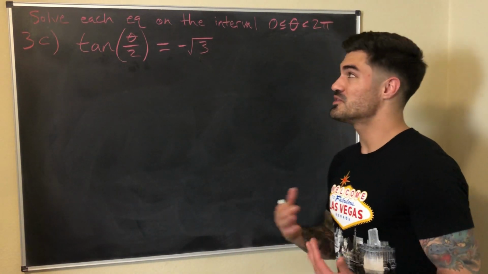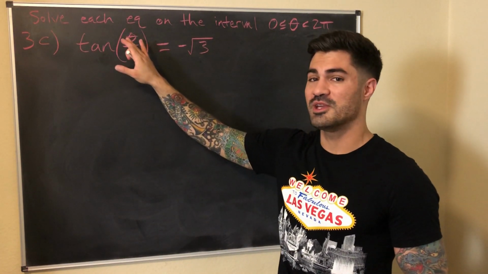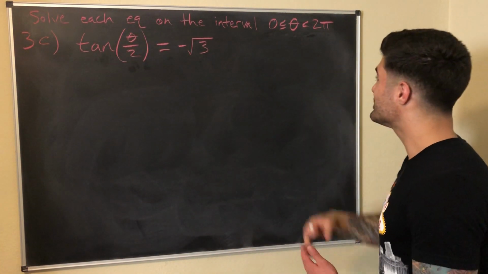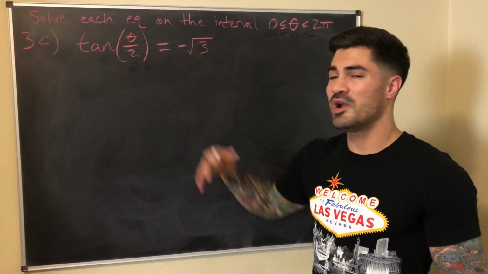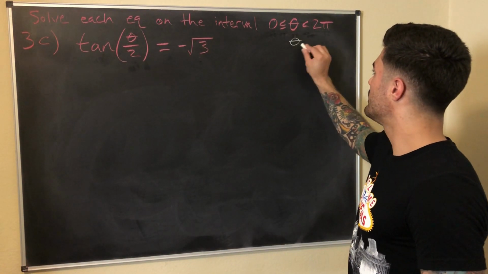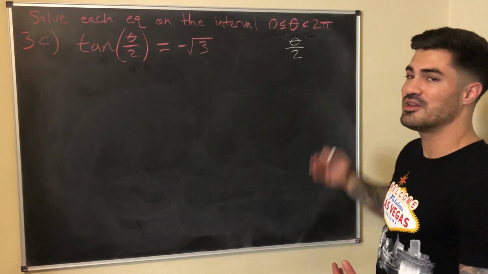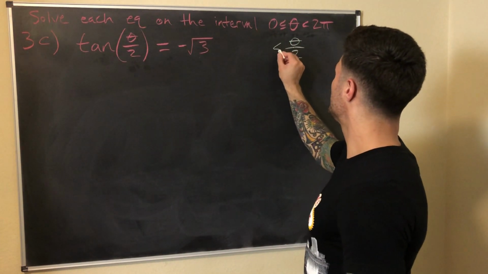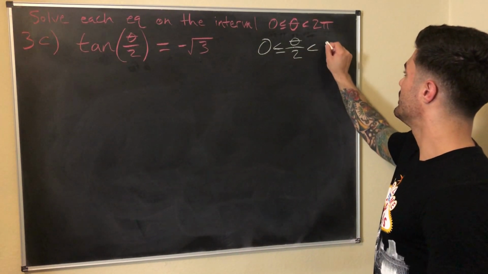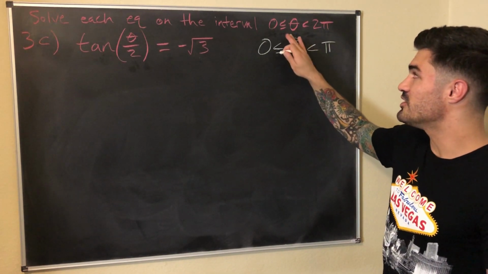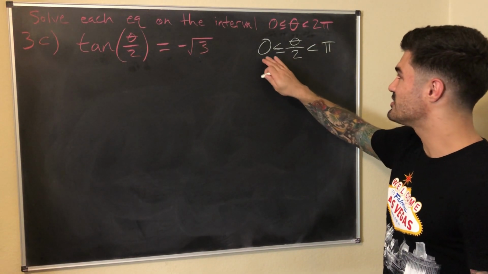But what I like to do is first look at the interval theta is in and find the interval that the argument has to be in. What I mean by that is if theta is greater than or equal to 0 and less than 2 pi, then what interval does theta over 2 have to be in? Well, I can find that by just dividing everything by 2. So 0 divided by 2 is just 0, and 2 pi divided by 2 is just pi. So since theta is greater than or equal to 0 and less than 2 pi, theta over 2 is greater than or equal to 0 and less than pi.